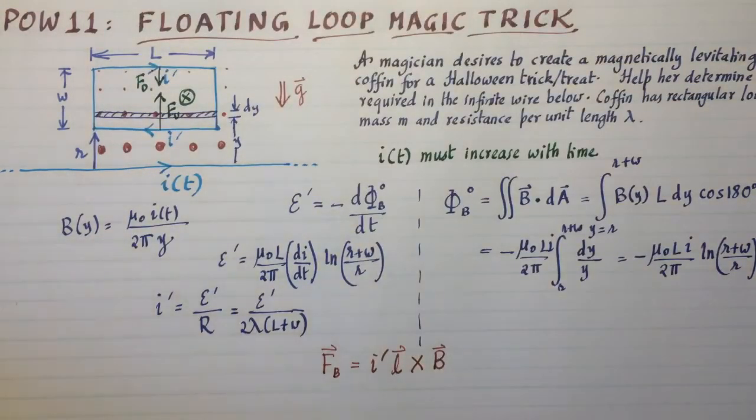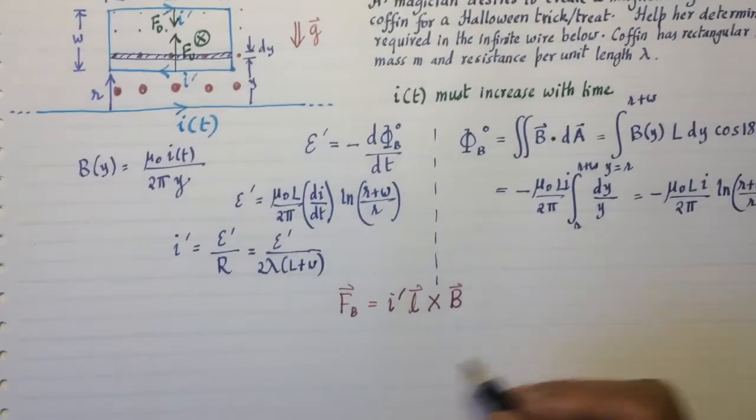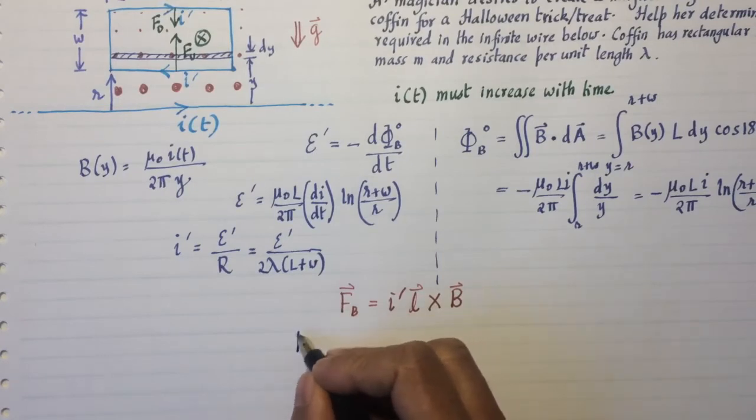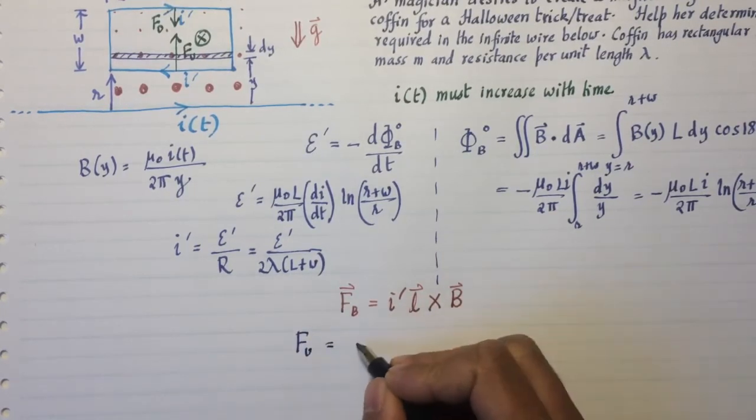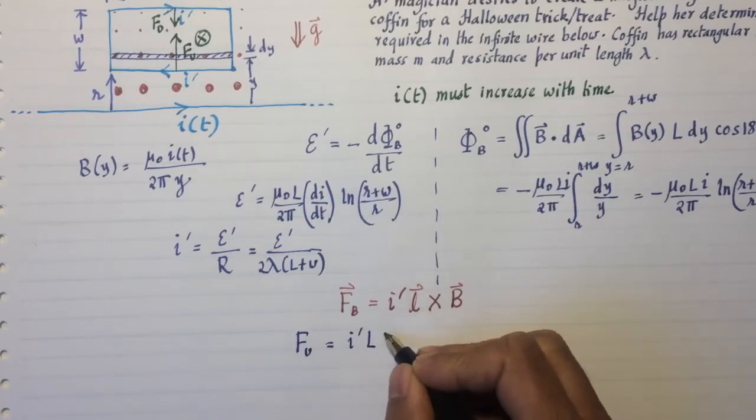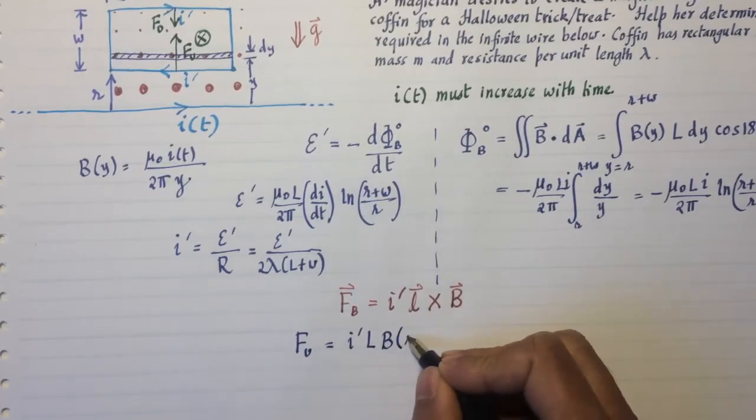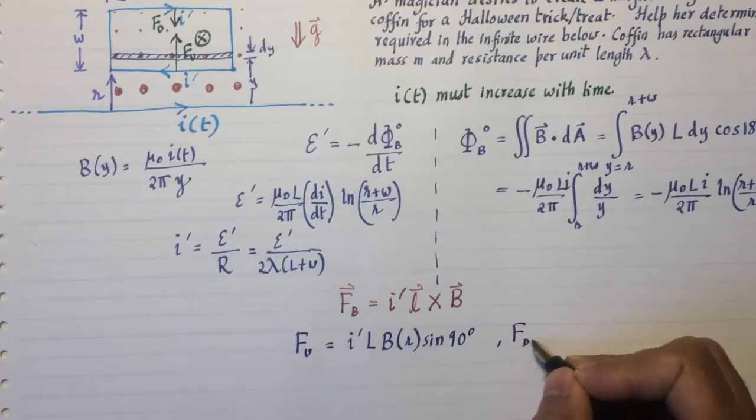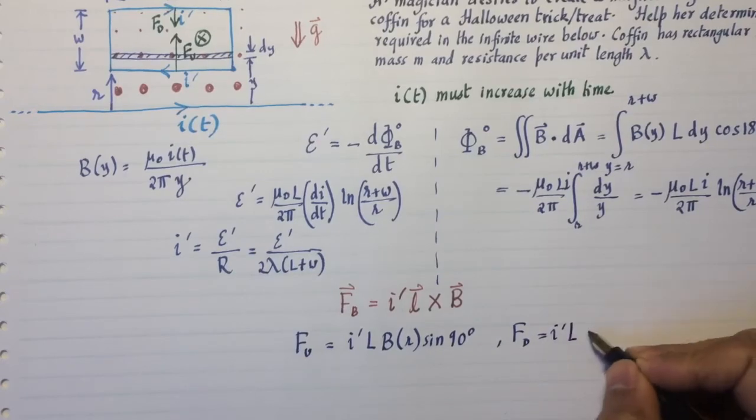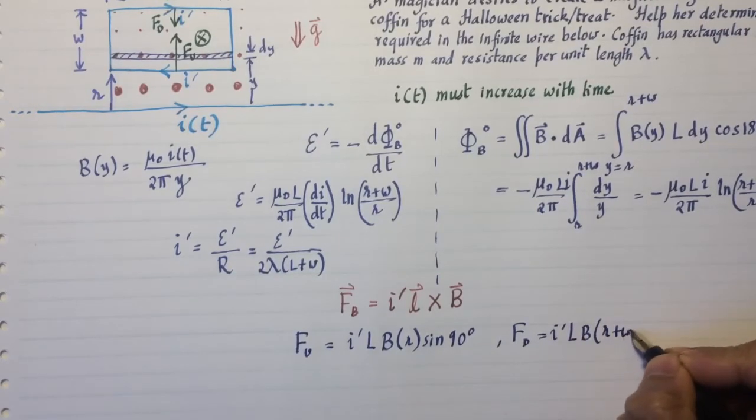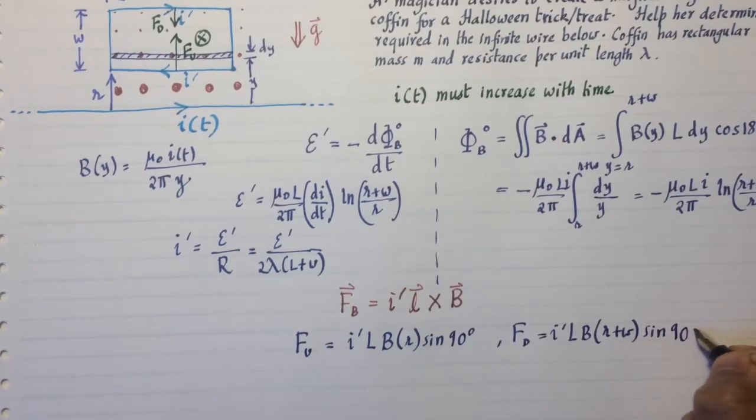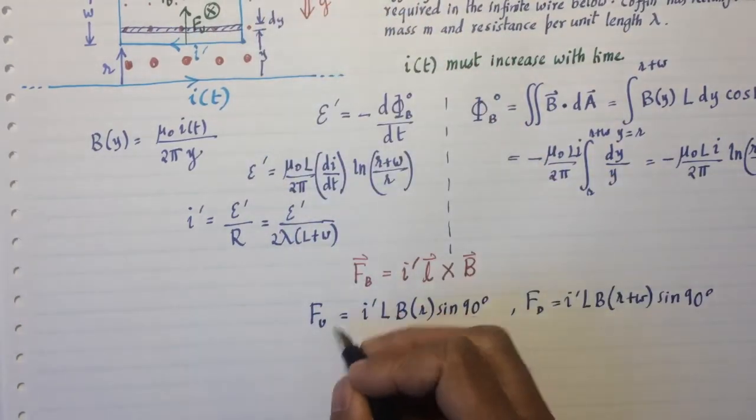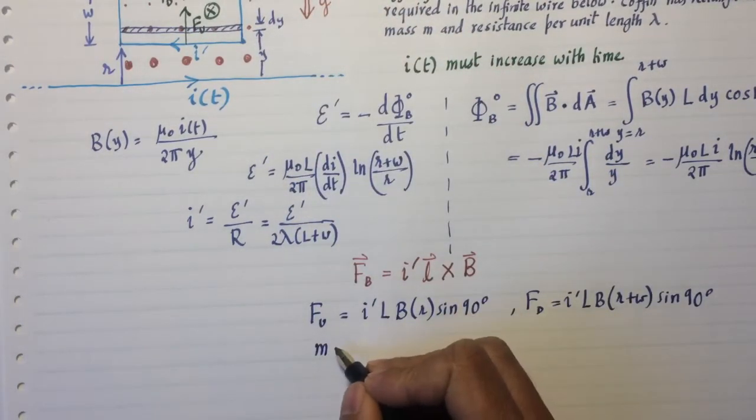So let's find the expressions. The angle between L and B is 90 degrees. So F sub u is going to be I prime capital L B at the location r, sine 90 degrees. These are just magnitudes I'm writing. F sub d is I prime L B at the location r plus w, sine 90 degrees. And the net force, which is F sub u minus F sub d, should be equal to the mass of the loop times g. So we have this second law equation for the equilibrium.